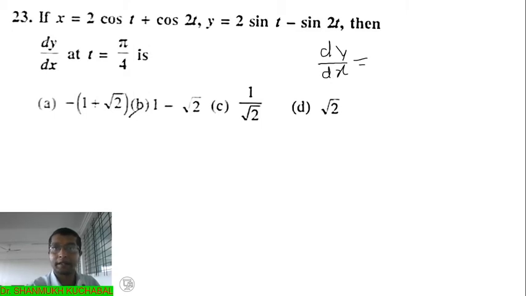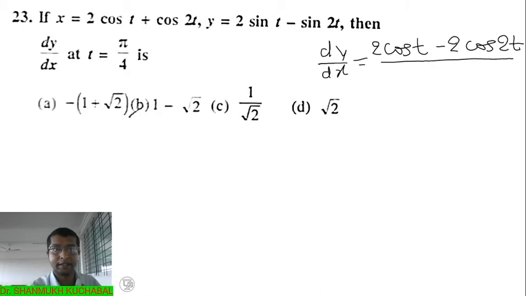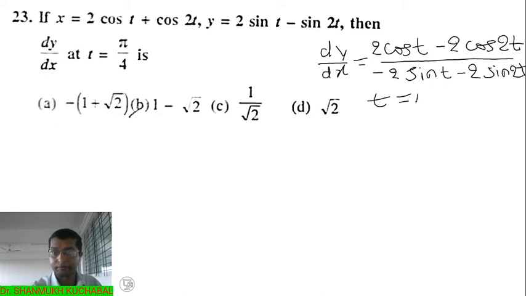First we find the differentiation. dy upon dt is 2 cos t minus 2 cos 2t. Similarly, we calculate dx upon dt, which is minus 2 sin t minus 2 sin 2t. Further, we take the value of t as pi by 4.